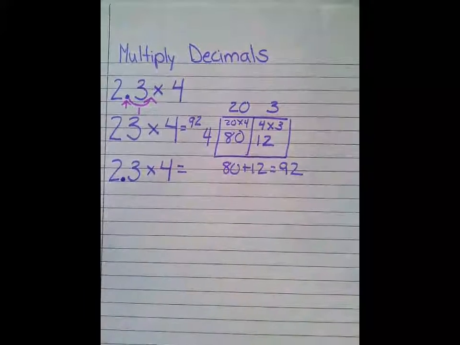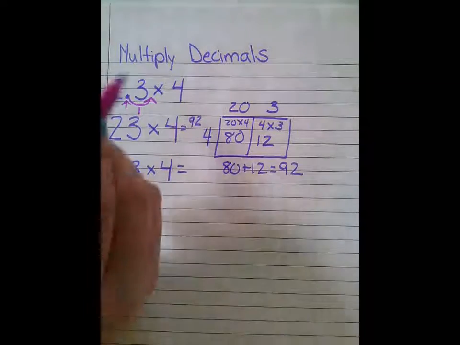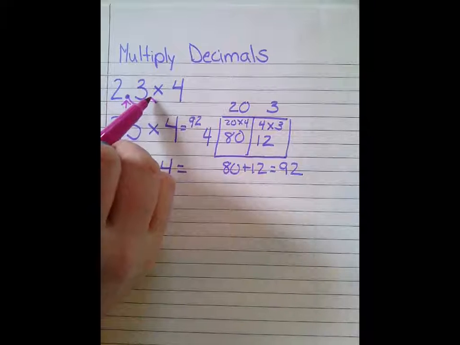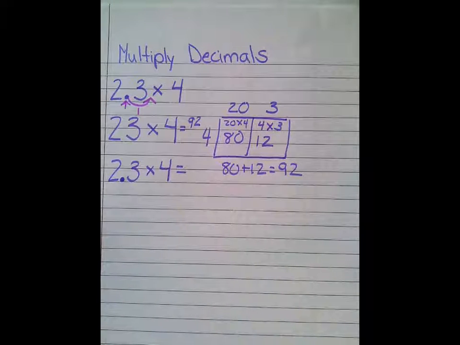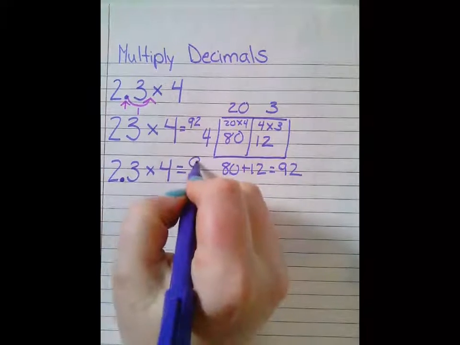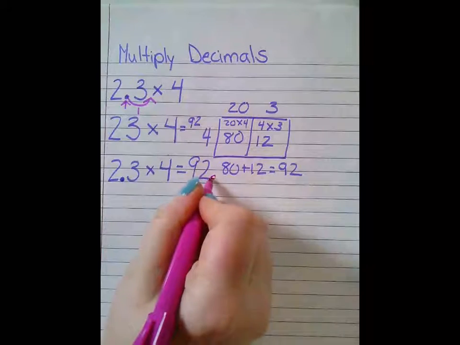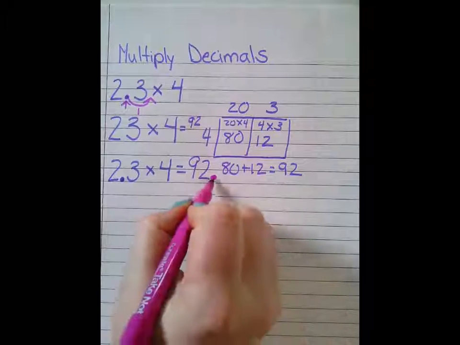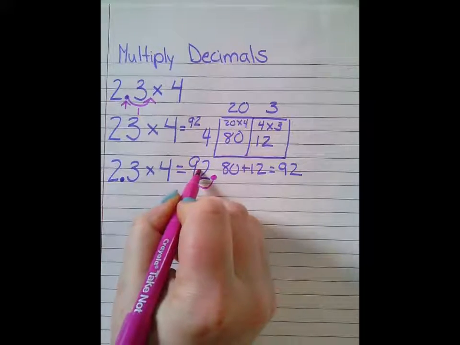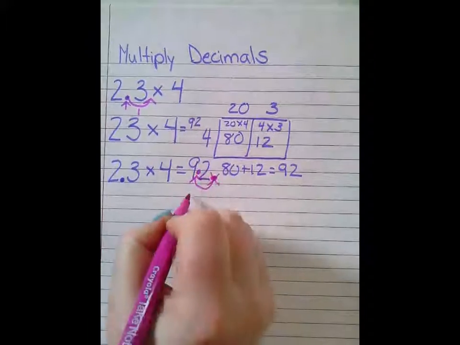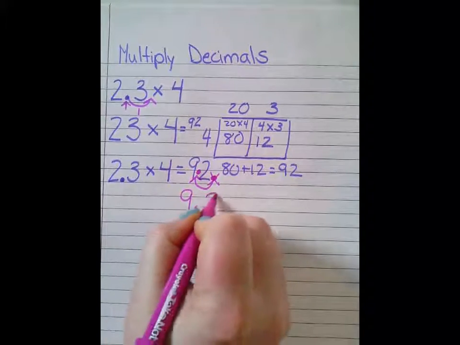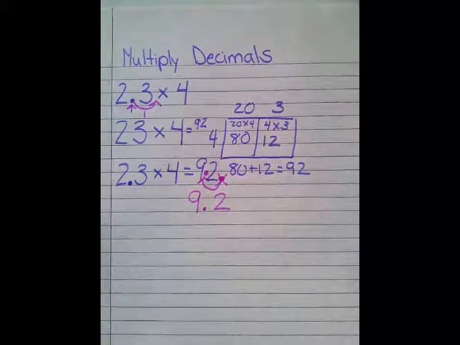Now remember, when we first did this, we moved our decimal point to the right. So now that our answer is 92, we actually have to move the decimal point that we know is at the end and move it to the left one. So our number is actually 9 2/10. So let's try another one.